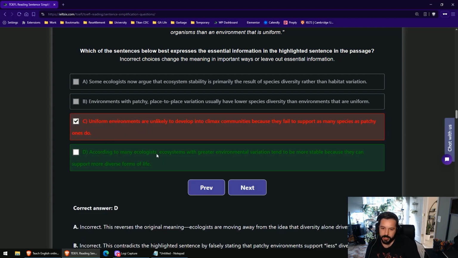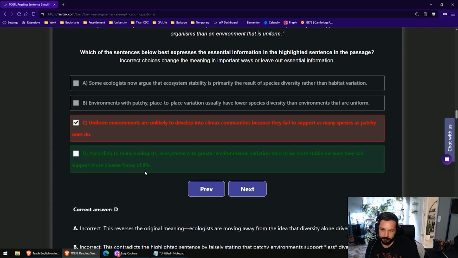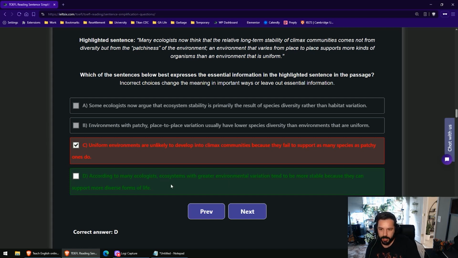According to many ecologists, ecosystems with more variation tend to be more stable. True, because they can support more diverse forms of life. Also true, so they have different places for different types of animals to live, and that's why they have more. And this is the reversed form of A, technically. A is actually just switching the place of what causes what.